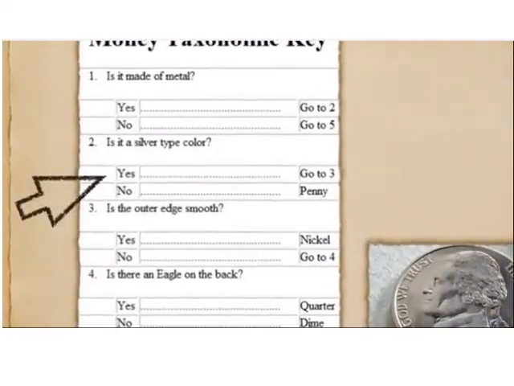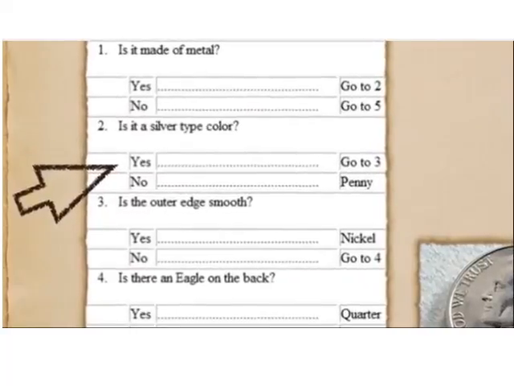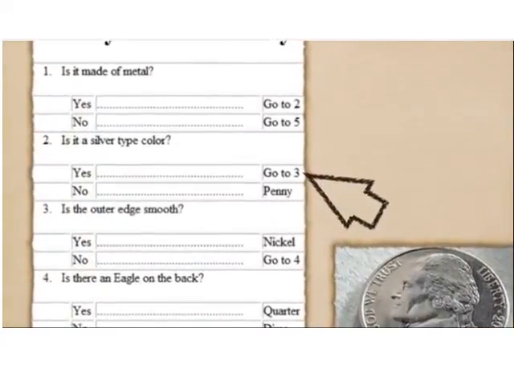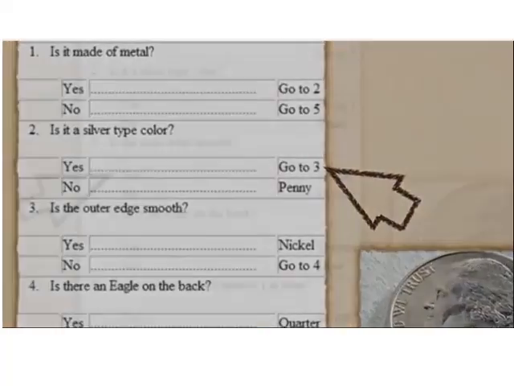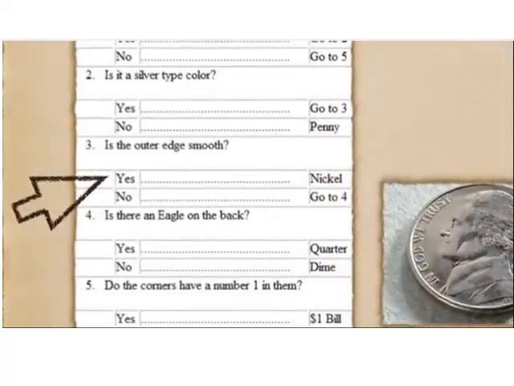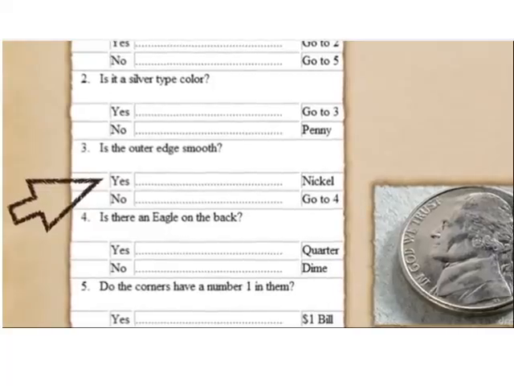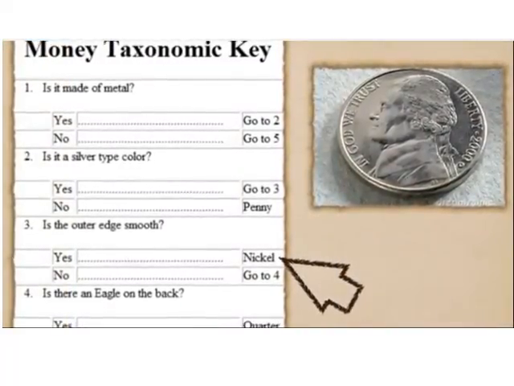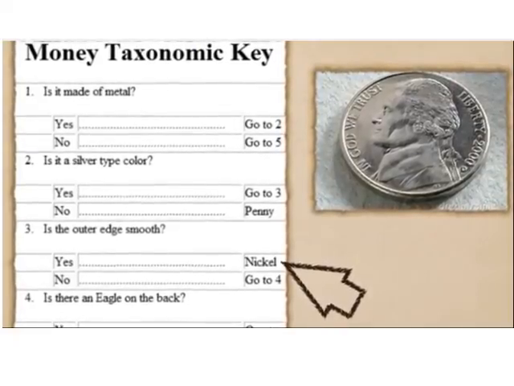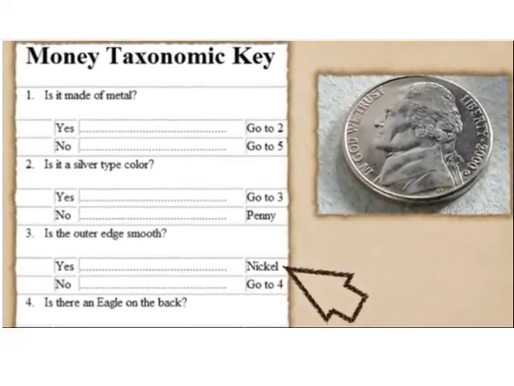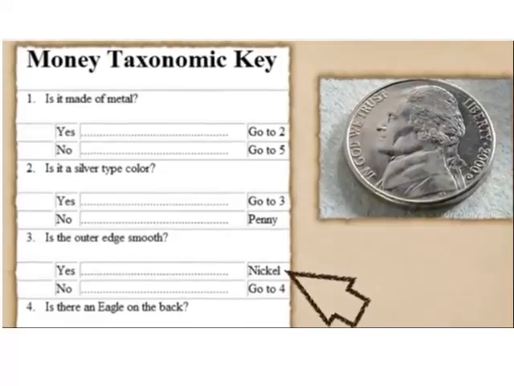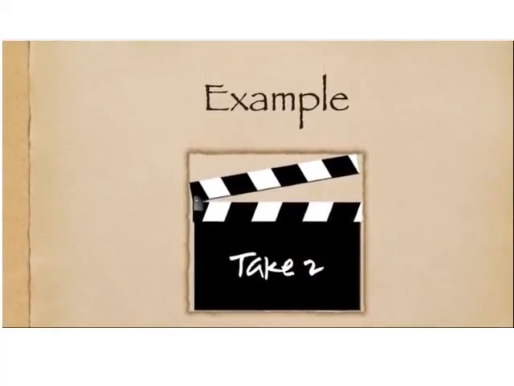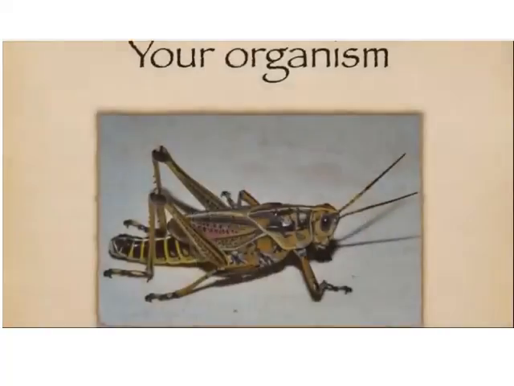Is it a silver type color? Yes or no? Our mystery coin is silver in color, so we would answer yes. That being the case, we go to question 3. Is the outer edge smooth? After closer observation of our coin, we see that it does indeed have smooth edges. Therefore, we have utilized our dichotomous key for money identification to find out that our mystery coin is a nickel. Let's do another example, this time with a living organism. Here is our mystery organism.